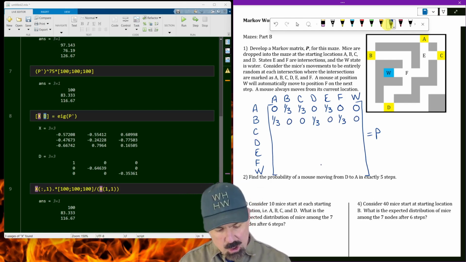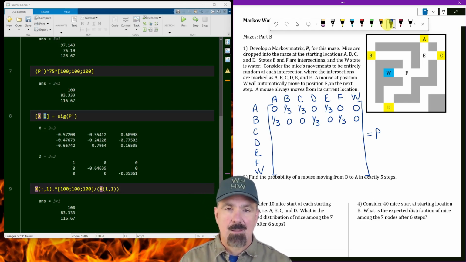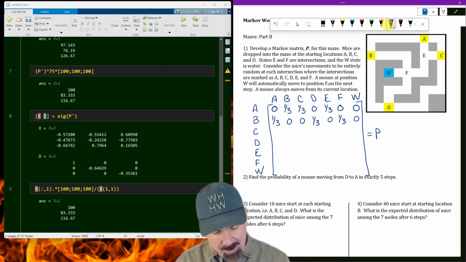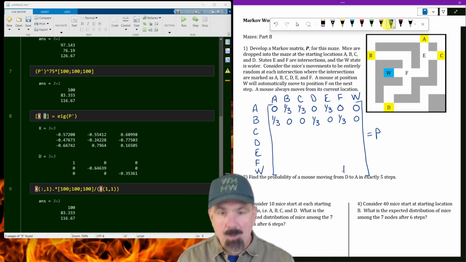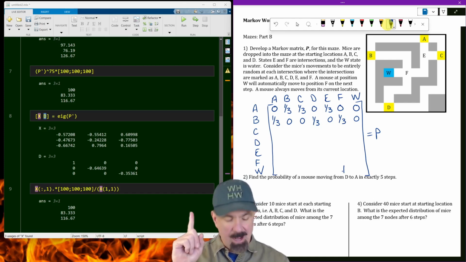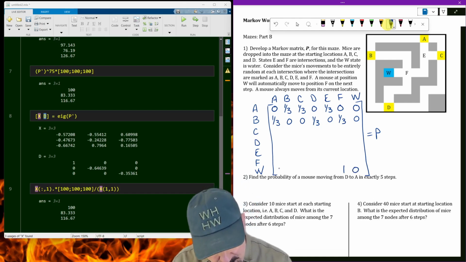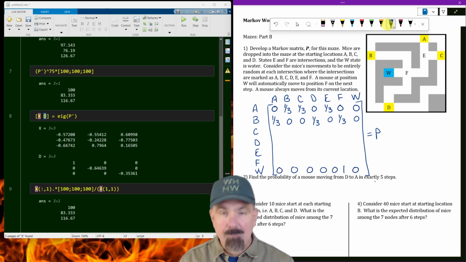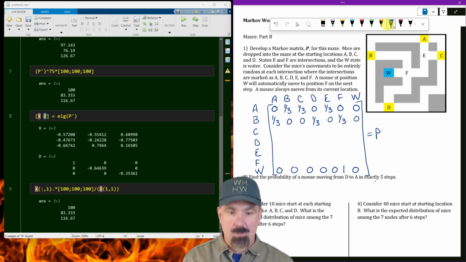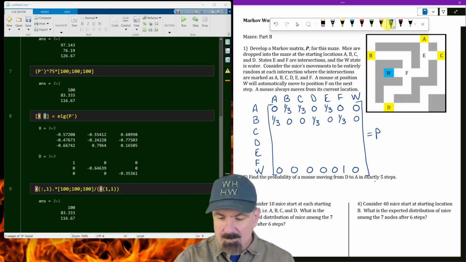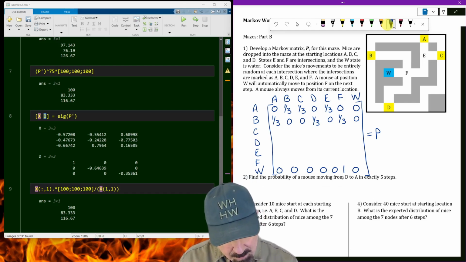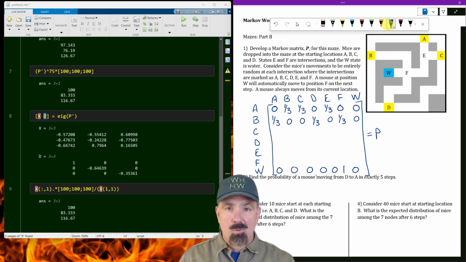Actually, what I want to do is just jump down to the W. So it tells us in the instructions that the mouse at the water always goes to F. So that means I have a probability 1 that we're going to go to F. All the other probabilities in W, A, B, C, D, E, they're all equal to 0. I think I have miscounted there. F, water, A, B, C, D, E. No, that's correct. So let me fill in the rest of these.